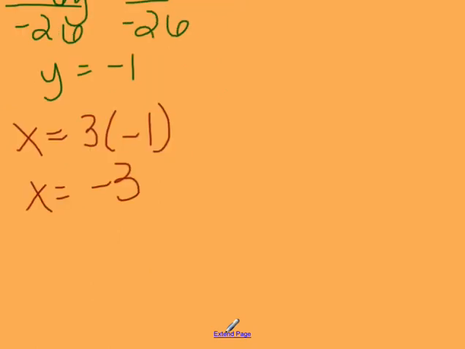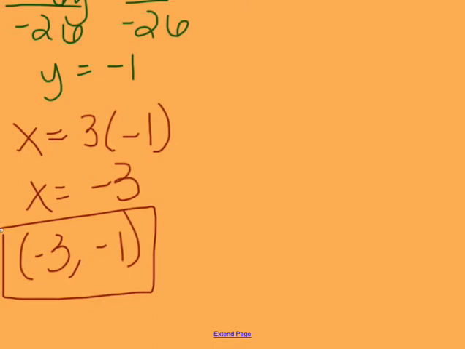X is equal to negative 3 and y is equal to 1. So we have negative 3, 1 as our final answer. Okay, again, you want to write it as a coordinate point. First your x and then your y. So taking a look at number 4.